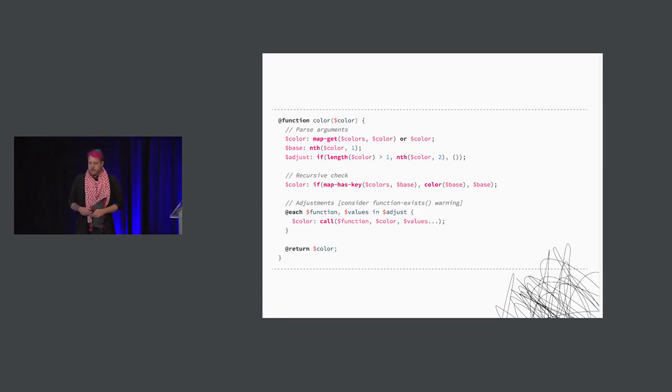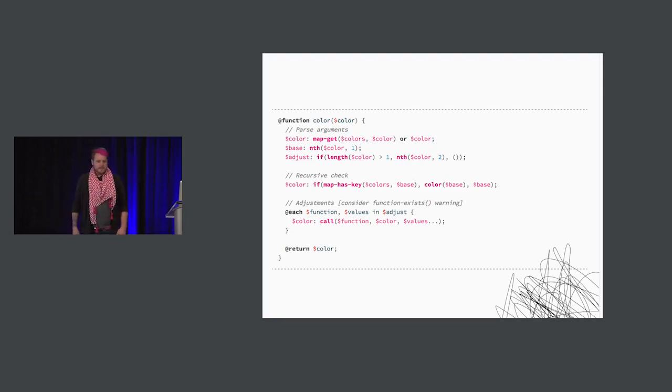Just going through it, it starts by parsing the arguments, going through and getting the color, and then checking to see what is the base color, the first part of it, and what is the adjustments that we want. And having those, it does a recursive check on the base just to see if we need to follow down farther. So it can do all of these adjustments recursively through as many connections as we want to make. And then it applies the adjustments at the end once it has its base color figured out and returns the color. So we've got it.